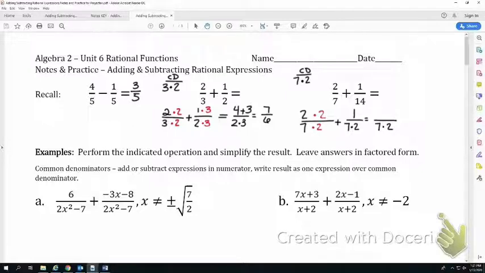Okay. All right, what's 2 times 2? 4. And the second fraction, I just had 1. So I can do 4 plus 1, which is 5. 7 times 2, which is 14.